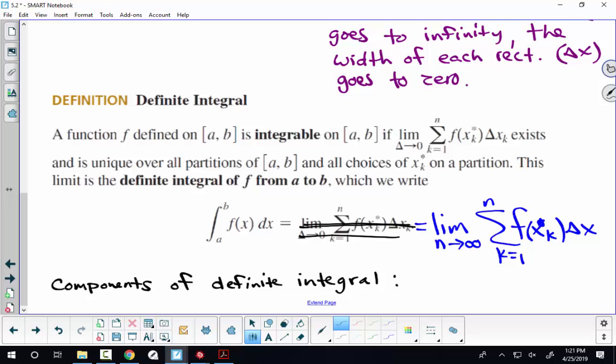And so what this gives us, we saw that this is a Riemann approximation, a Riemann sum, which approximates the net area. Then we put the limit on it, which gives us an exact net area. So this is the net area.